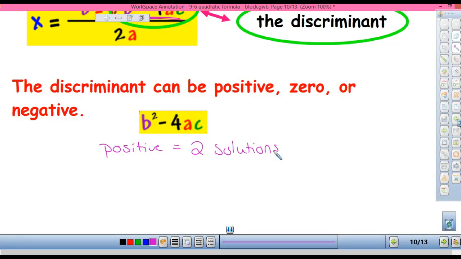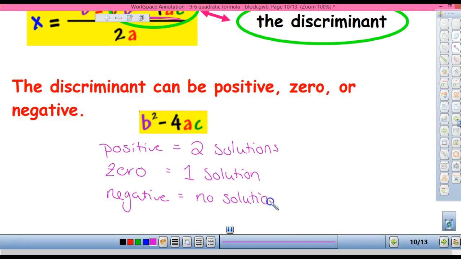Okay. If b squared minus 4ac is 0, we are going to have 1 solution. And if it is negative, we are going to have no solution. The reason why is because we end up taking the square root of b squared minus 4ac. Can you take the square root of a negative number? No. Therefore, we would get no solution.